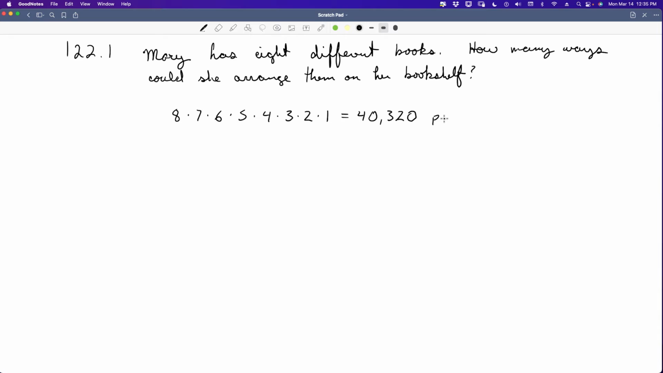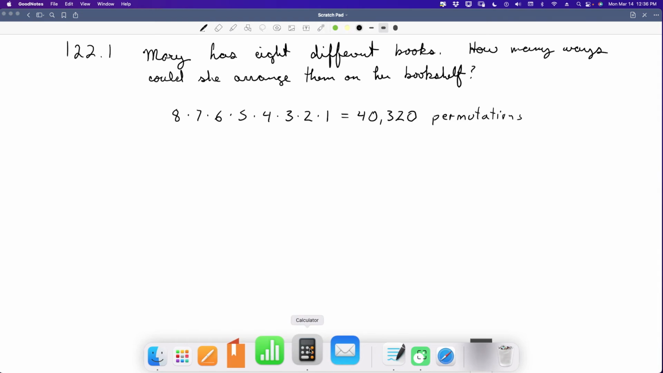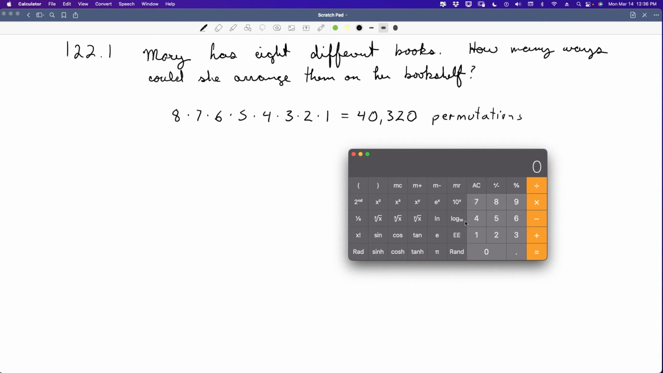Can you imagine? 40,000 different ways that she could arrange those on her bookshelf. She has 40,320 permutations or arrangements of those books. And if we check our calculator and we do the clear, we say 8 factorial, 40,320. It is always the same number. So if you have 8 of anything, there are 40,320 different arrangements that you could put those in. It's kind of neat when you think about it.